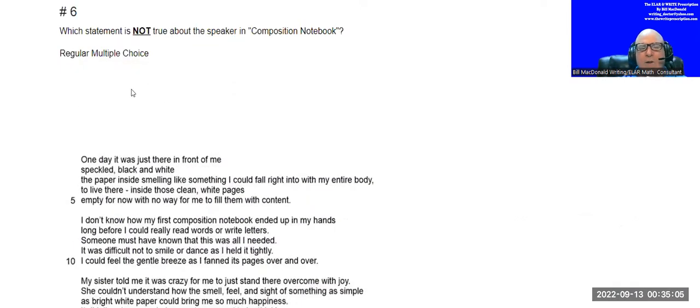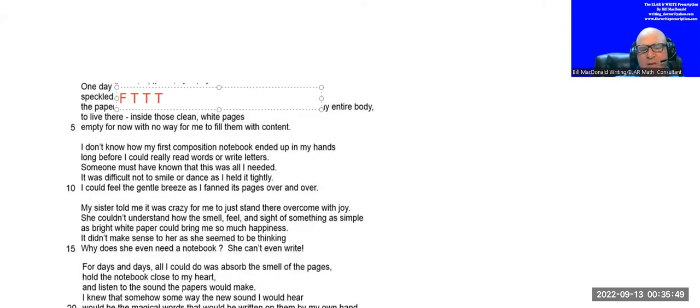Next one, regular multiple choice. Which statement is not true? So something that's real important to do whenever you have a not true question is remember that there's going to be one that's false and three that are true. And so you're only looking for the one that for sure can be false in the statement. Be careful on these types that you don't do the opposite of what they're asking, which is what a lot of kids end up doing.